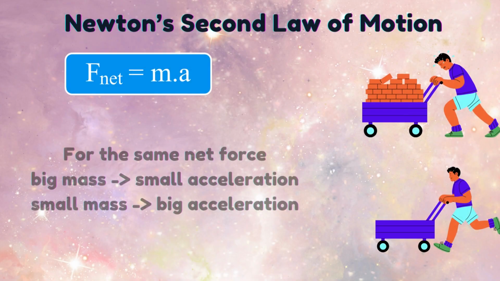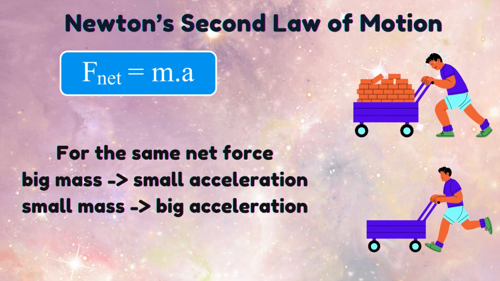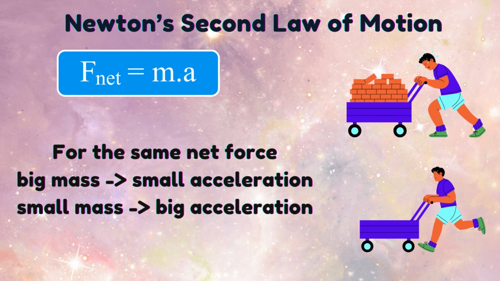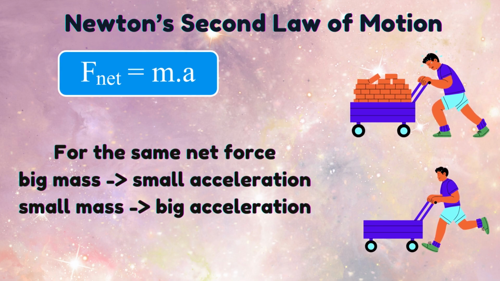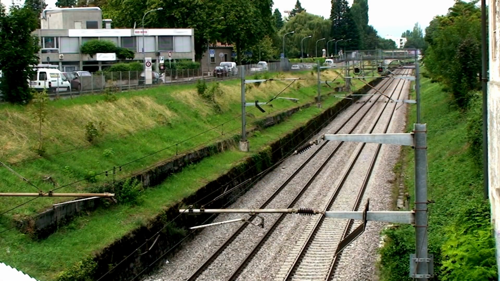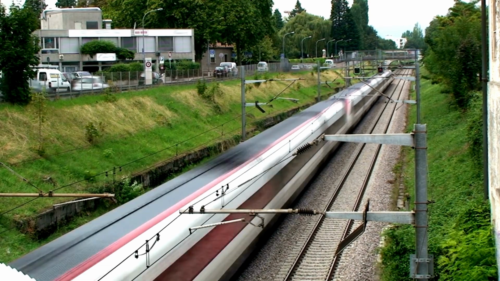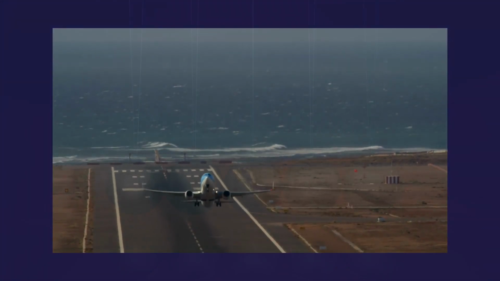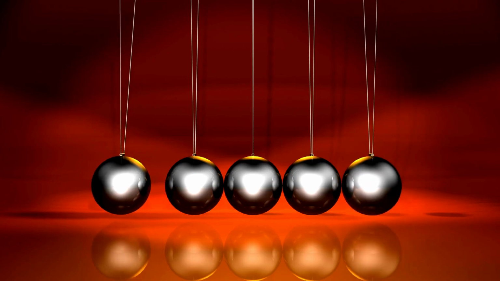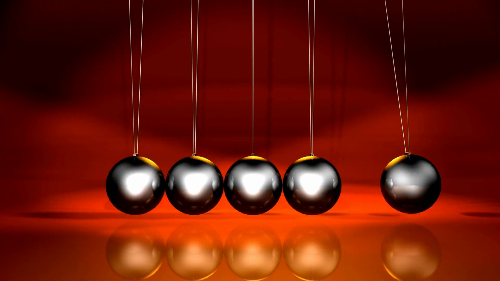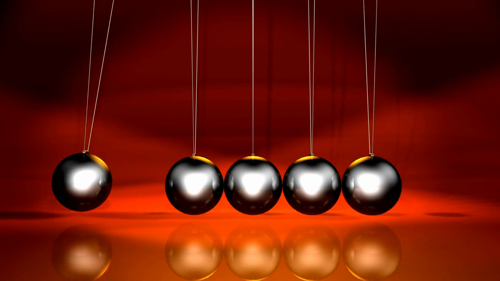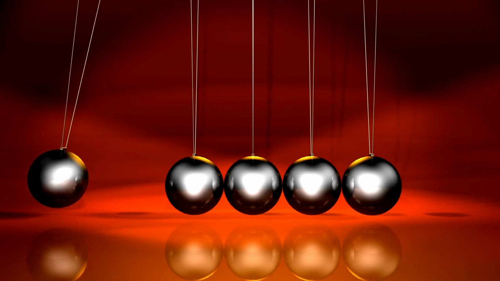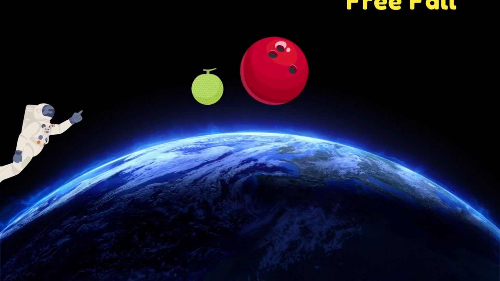Newton's second law of motion states that acceleration is directly proportional to the net force and inversely proportional to the mass. The second law helps us to calculate the acceleration of an object. Newton's work represented a substantial shift in our understanding of the physical world and laid the foundation for classical mechanics and modern physics. Now, let us go back to freefall.